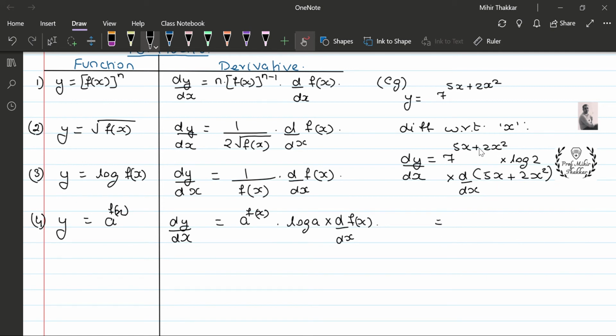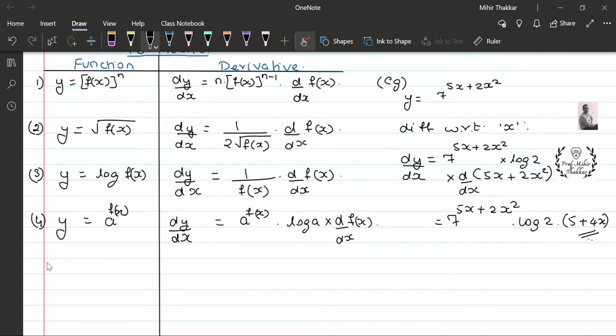Now this 7 to the power 5x plus 2x square will be as it is. Log 7 will be as it is. But what is the derivative of 5x? It is 5. The derivative of x square is 2x. So twice of 2x is just 4x. So that gives you the answer.